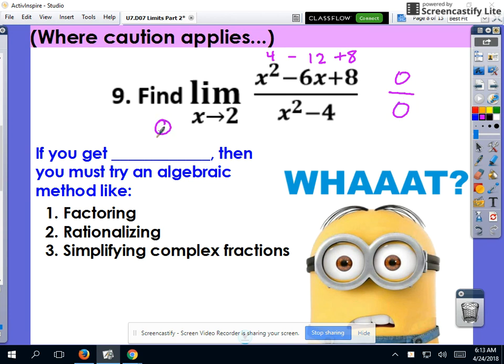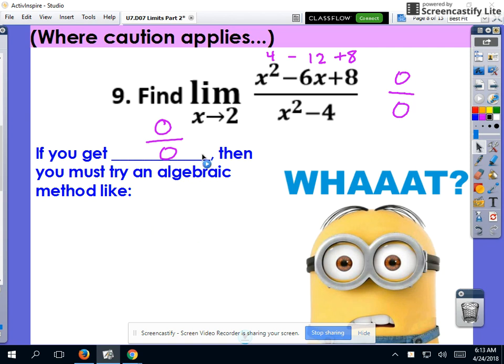If you get 0 over 0, oh wait, there's a play button here. Let's check and see what this says. Oh, it does that. Oh, whoops. Okay, so I'll just pretend like you didn't see the bottom part.